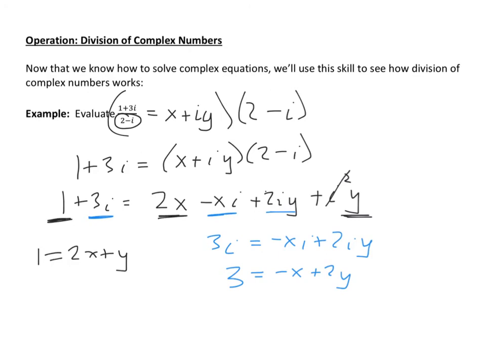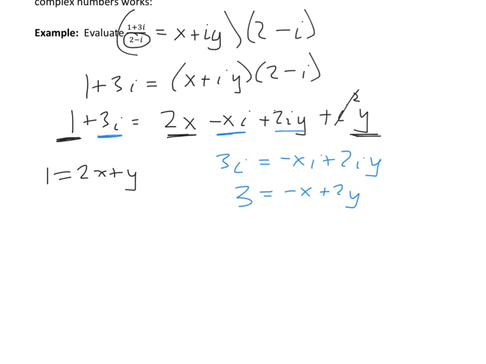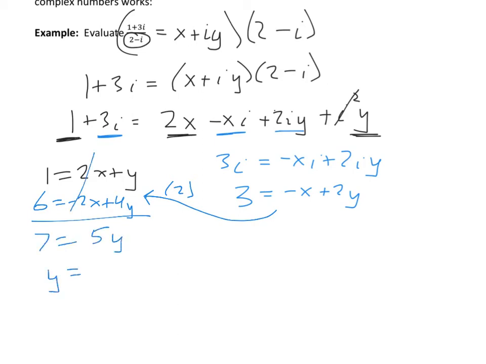And now I've got two equations with two unknowns. I'm going to solve this as a system of equations, just like I always would. Let's see, I think I'm going to take this one and multiply it by 2 to get the x's to cancel out. Doing that gets me 6 equals negative 2x plus 4y. That means that 7 equals 5y, so y is 7/5.